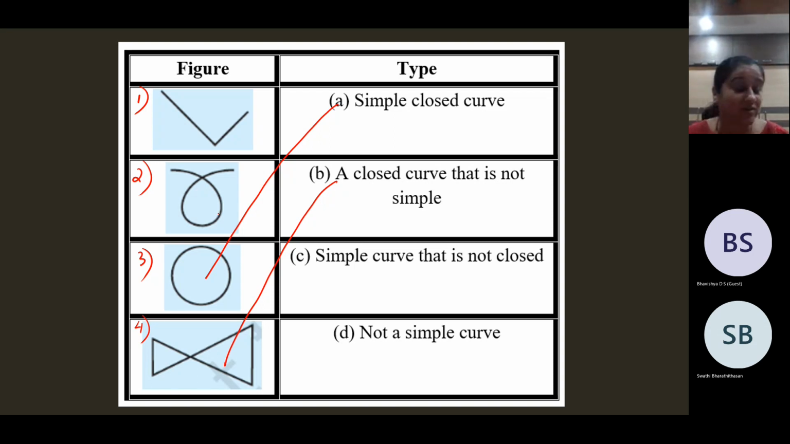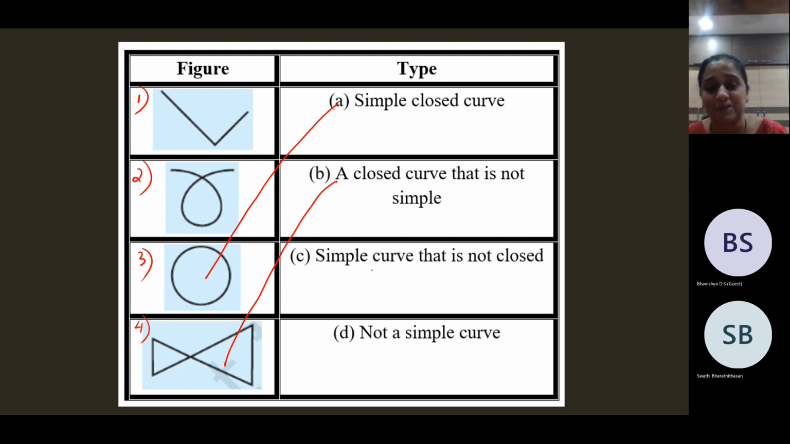The second one, is it a closed curve? No, it's not closed. So both the first and second are not closed. But the second one is also not a simple curve. Yes, ma'am, because it's intersecting itself.